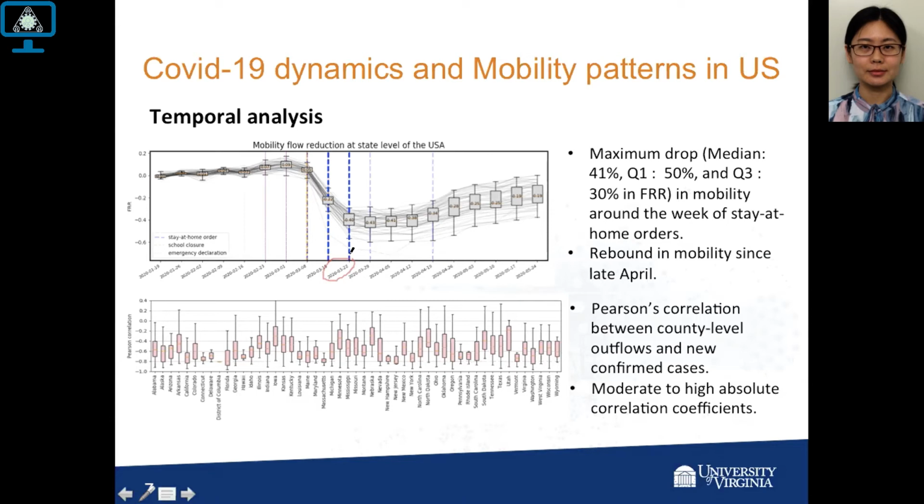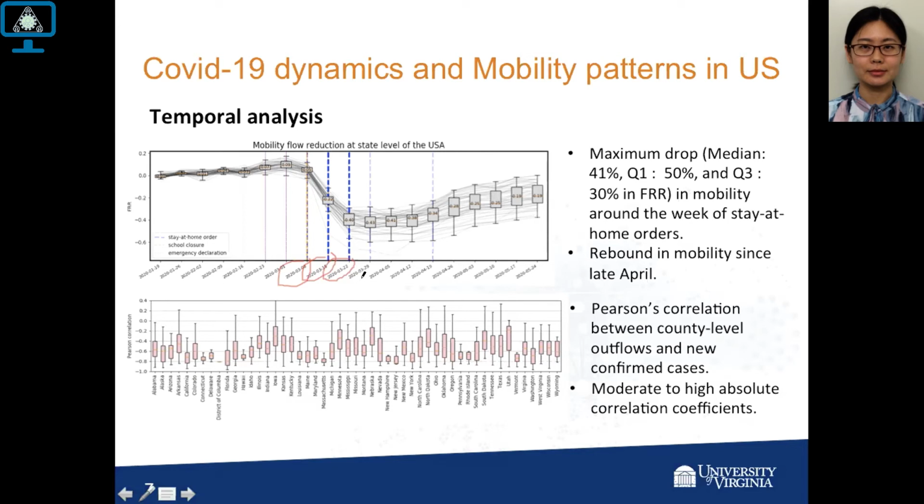And also there is a 17% reduction in flows during the week of the first school closure order here. And also a 19% flow reduction in the week of the first stay-at-home order, which is this week. So the relative timing of the reduction of flows indicates that the population complied with the social distancing guidelines and reduced mobility just before the stay-at-home orders.